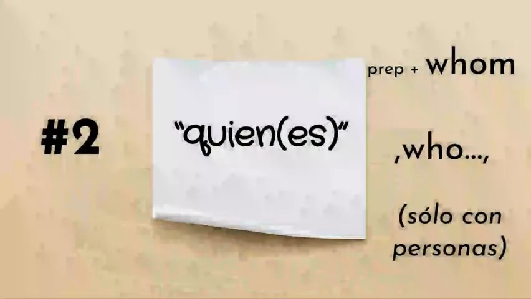So our next relative pronoun is quien or quienes. You'll use quien when referring to a singular person and quienes when referring to multiple people. And it has a few different uses. You can use it after a preposition to mean whom, or you can use it in a non-restrictive clause to give extra information about a person, like when it's in between two commas, and then it will mean who. And just remember that since it is quien or quienes, we can only use that with people.